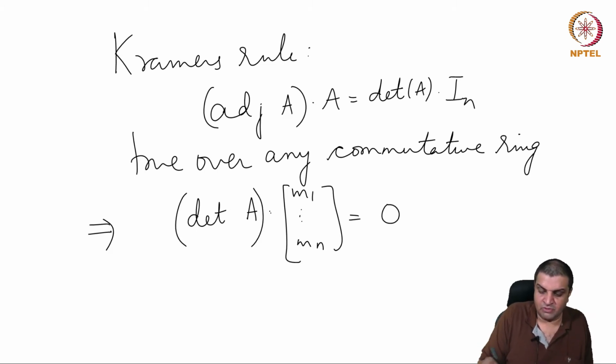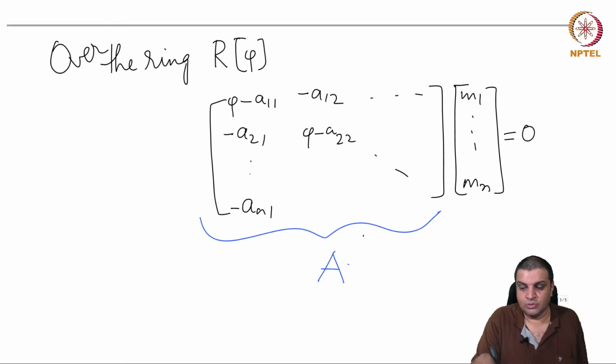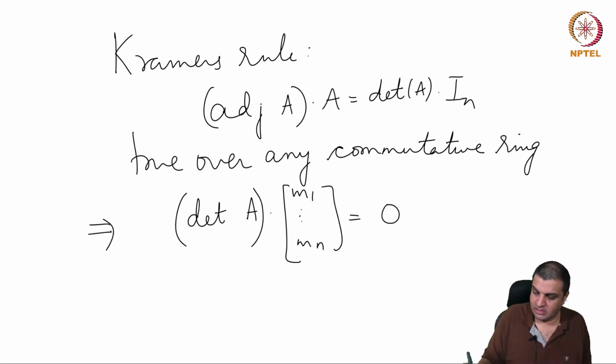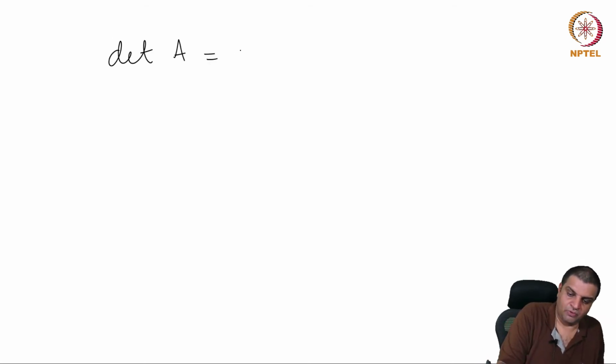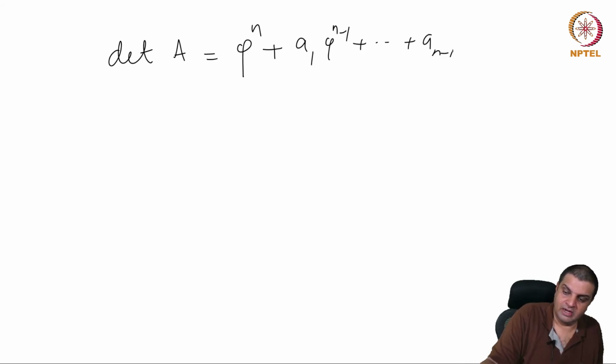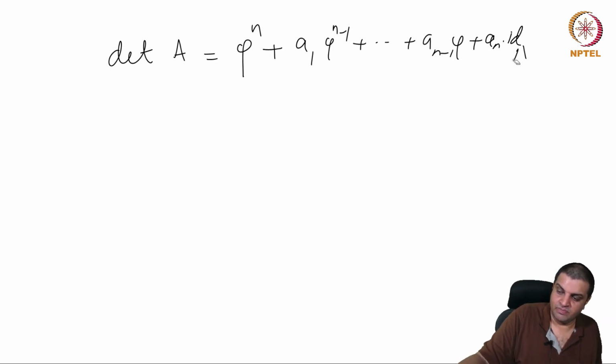But what does the determinant of A look like? This is where the expression looks exactly like the way we would construct the characteristic polynomial. It is just a polynomial in phi, where the entries come the way we compute the determinant. So the determinant of A has the form phi to the n plus some a1 phi to the n minus 1, up to an minus 1 phi plus some an times the identity map on M. Okay, so this is the form.